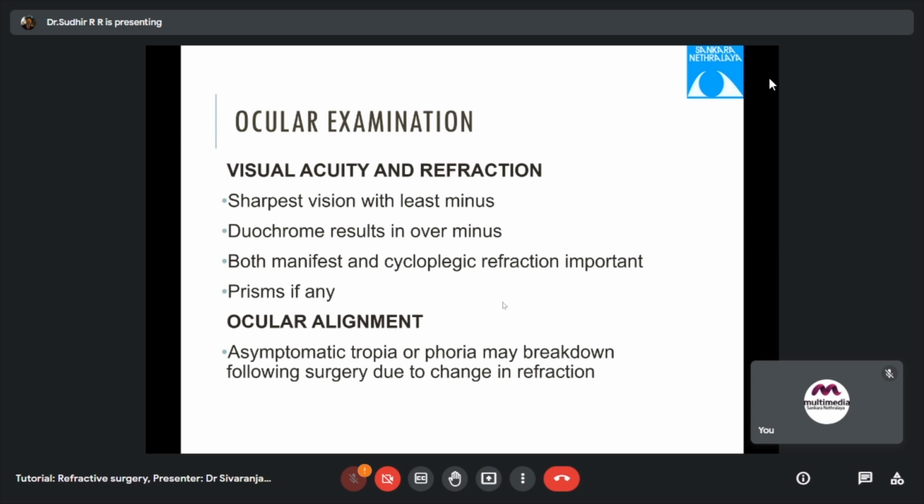What is objective refraction? It should be pretty easy. It could be retinoscopy or auto-ref. So which do you rely on? Because with auto-ref, there will be fluctuation. It will only give you the value at that particular point of time.